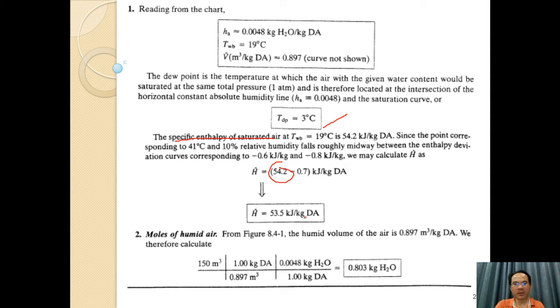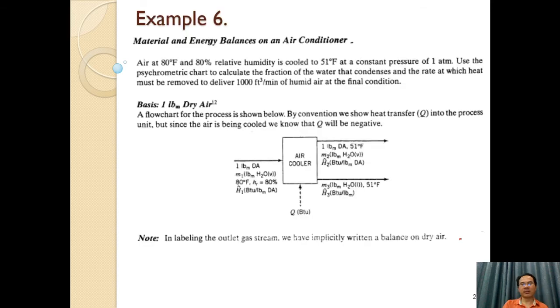And the last, the moles of humid air. You know the volume is 150. And you know the humid volume is 0.897 cubic meter per kilogram dry air. Right? Per kilogram dry air. And also you know the absolute humidity. Absolute humidity is 0.0048 kilogram water per 1 kilogram. And then you get the humid air, the mass of water, that's right, 0.803 kilogram water. Which gives you the example to use the psychrometric chart.